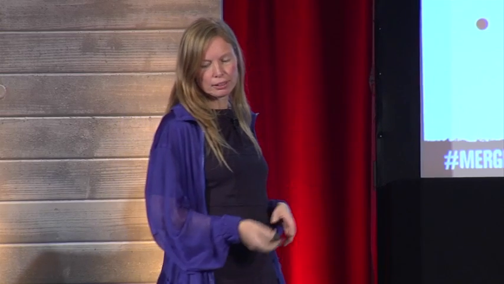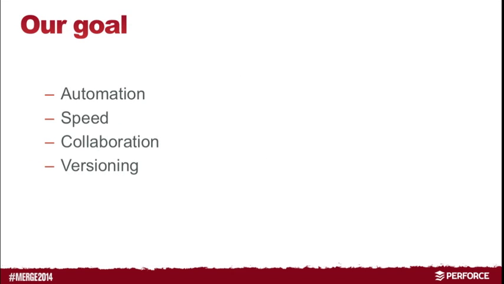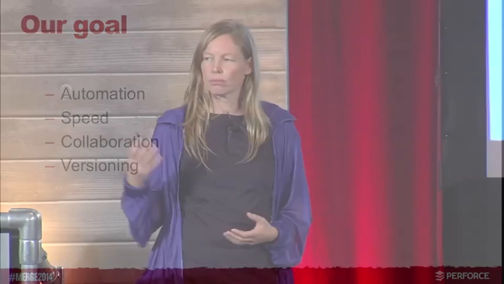There we go. So with the change from 2D to 3D, there is a need for a file management system. And I think I managed to explain that because of all the iteration, versioning is a very important part. 3D comes along with big files, so that's important for us. And then we have multiple locations. We want to make sure that the same file can be reached from every location that we work in. And so this is, for us, the reason to start looking into this platform, and we set ourselves 3 goals that we think are important. They are automation, speed, collaboration, and versioning. This is where we start from.